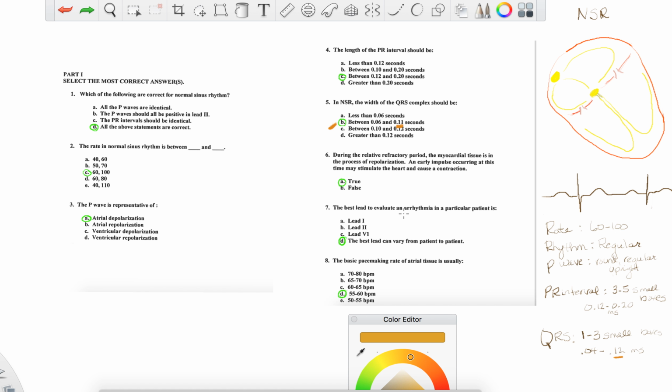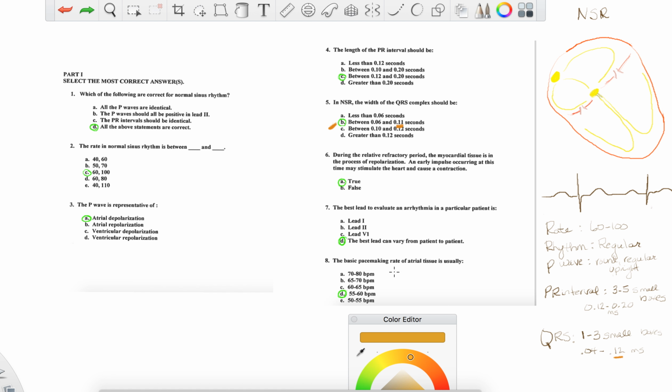The best lead to evaluate an arrhythmia, yes, it really can vary. So there is never one lead that we're going to say is good for all people. And in fact, it depends on what you're looking for that will determine which lead is best to look for that given abnormality. So it's never a good idea to say that there is only one lead for all people.